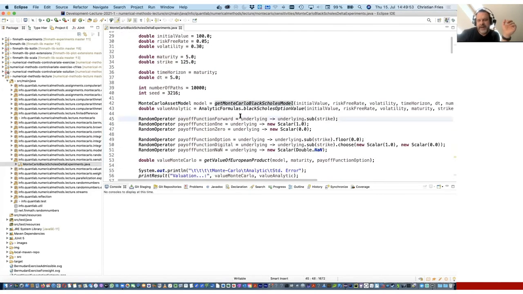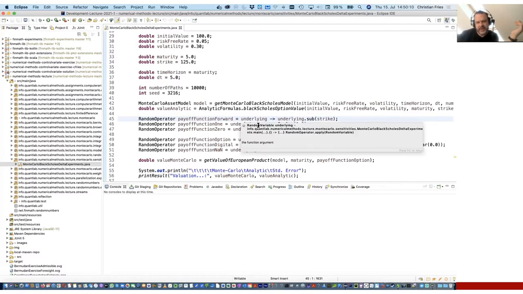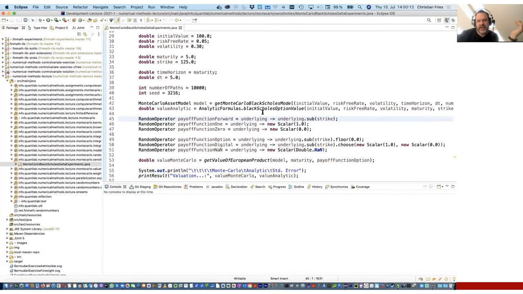Okay, then I like to value different European products, so different functions f. So I just define here different functions f. These are functions that map a random variable to a random variable. So this guy here is a random variable then. You see it's a random variable. And the first one is just the forward.